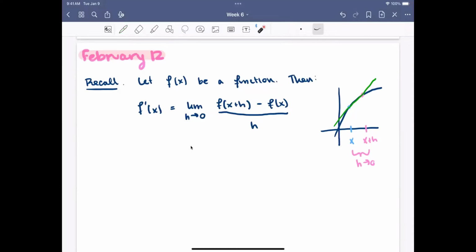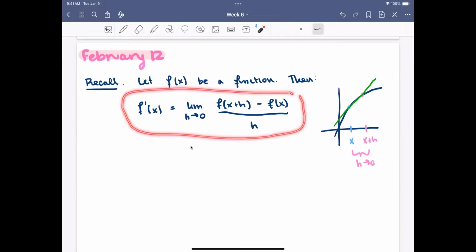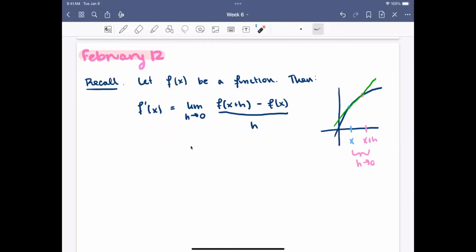Okay, so this formula hopefully is not too mysterious. It just comes from the fact that we're trying to compute the slope of the tangent line as a limit. Are there questions about that? Anything that came up between the last lecture and now? Okay, so let's do an example.